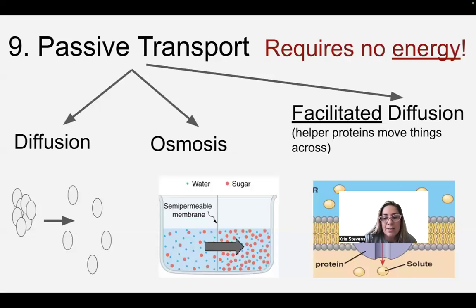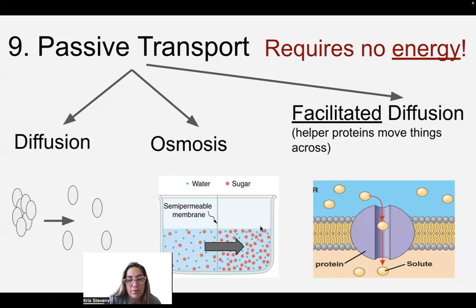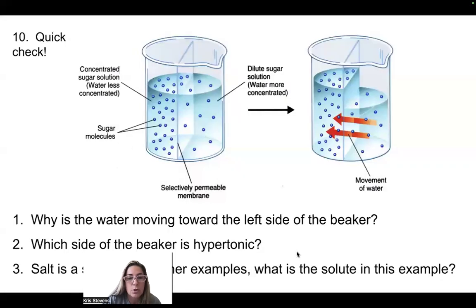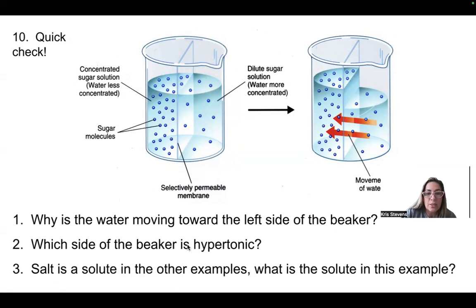All right. Passive transport requires no energy. Diffusion, osmosis, and facilitated diffusion. I've talked about all those. I'm going to go a little faster. Okay. All right. What happens here? Why is the water moving towards the left side of the beaker? Which side is hypertonic? Salt is a solute in the other examples. What is the solute in this example? That answer is sugar. See the sugar there?